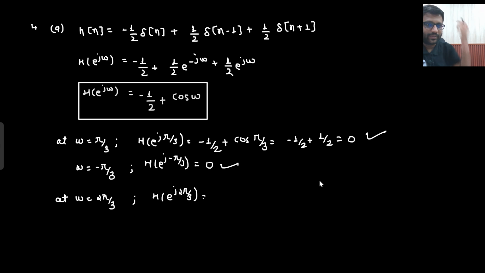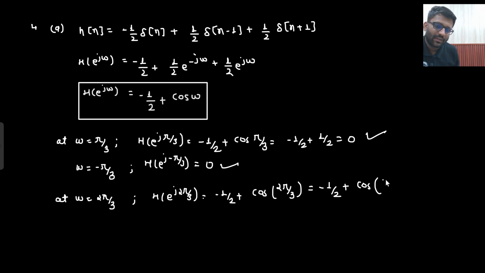Cos omega is even only. So minus 1 by 2 plus cos 2 pi by 3. So minus 1 by 2 plus cos pi minus pi by 3, can I do? No. In the second quadrant, cos is negative, so here I need to add a negative sign as well. Sorry guys, 2 pi by 3 can be written as cos pi minus pi by 3, so that means second quadrant.